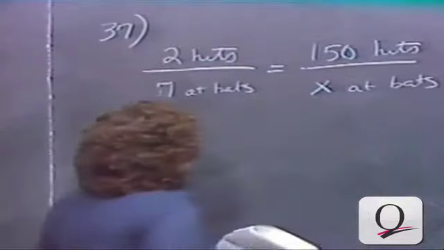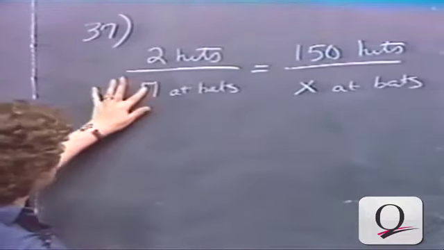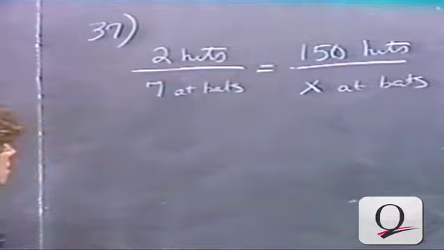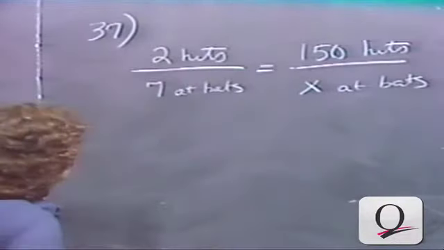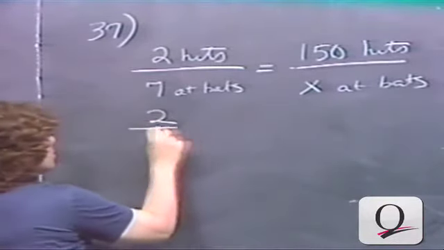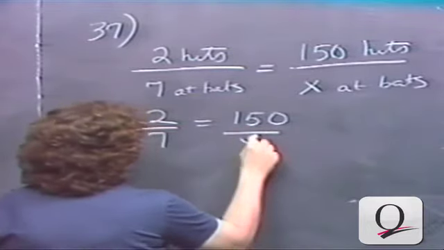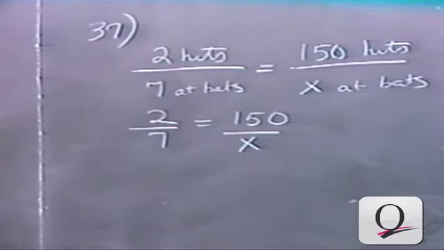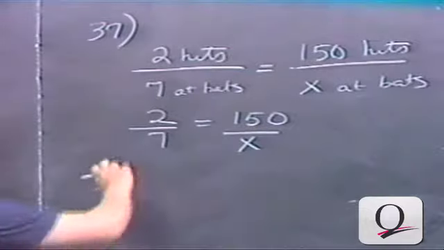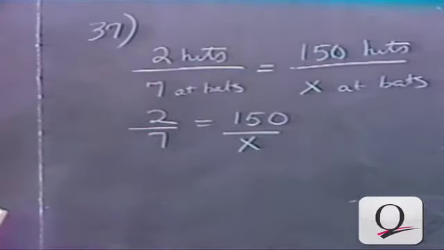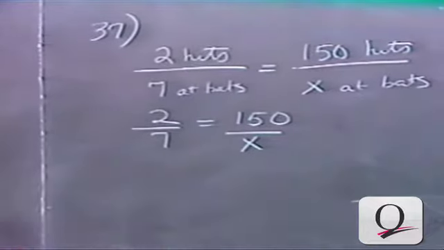So we're setting up a proportion. 2 hits is to 7 at-bats, as 150 hits is to x at-bats. How many times does he have to come up at bat to get 150 hits? That is 2 is to 7, as 150 is to x. And once again, we have a fractional equation where one fraction equals another, and that can be solved by cross-multiplying.